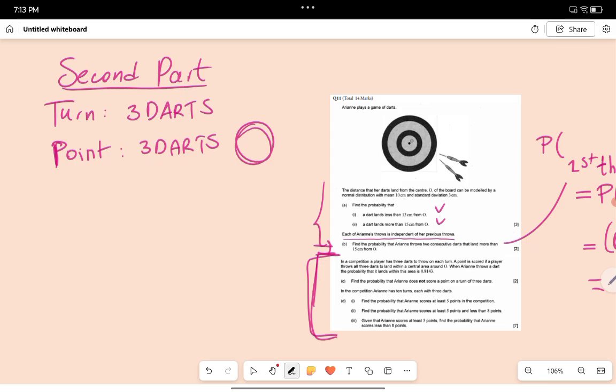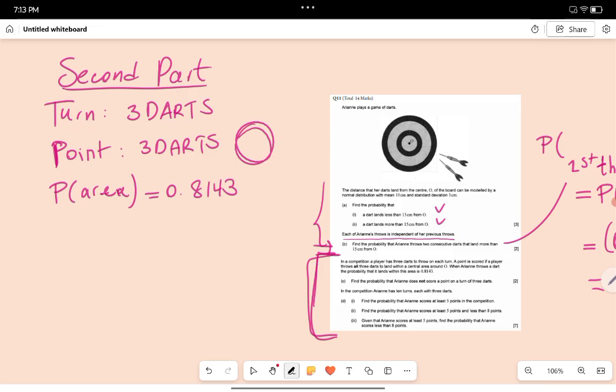When Arian throws a dart, the probability that it lands within this area is 0.8143. So the probability of landing in the area is 0.8143. Okay, find the probability that Arian does not score a point on a turn of 3 darts.